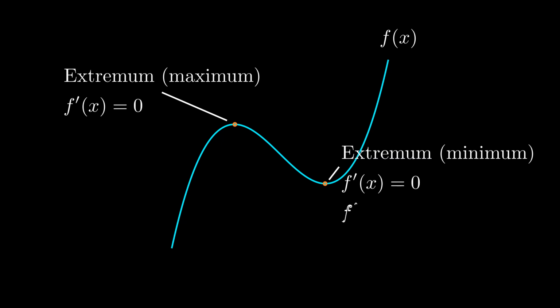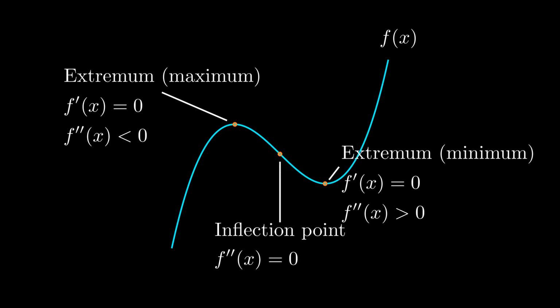If the second derivative is positive at a critical point, the graph curves upward, giving us a minimum. If it's negative, the graph curves downward for a maximum. And if it's 0, the graph will have an inflection point. Note that inflection points aren't considered extrema, even if the first derivative is 0.